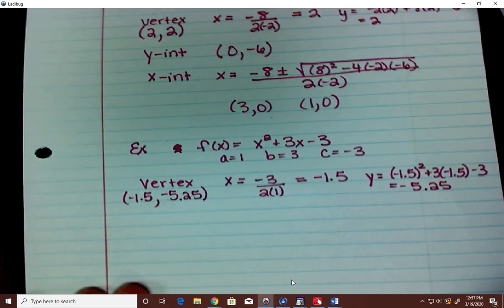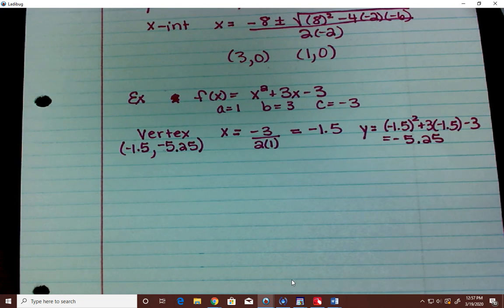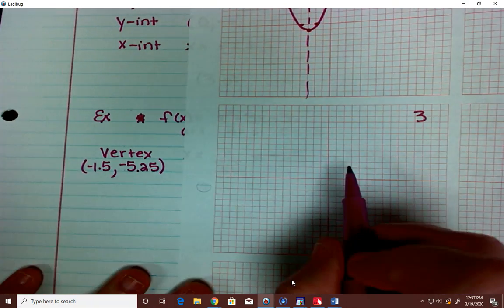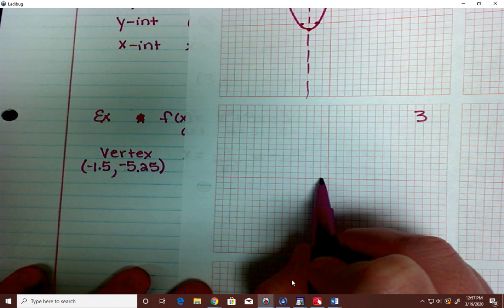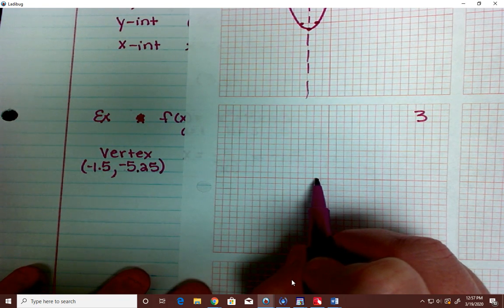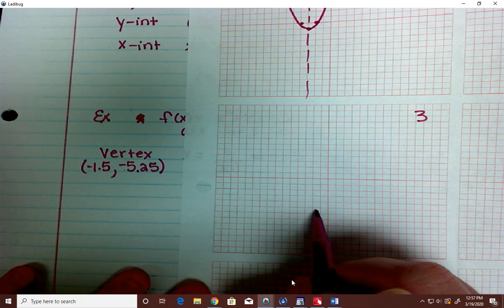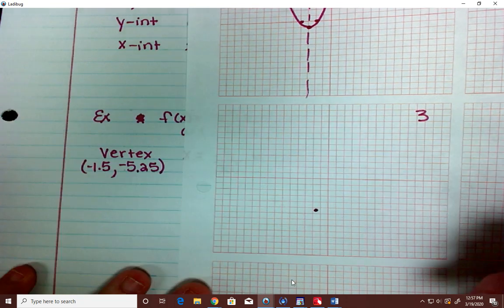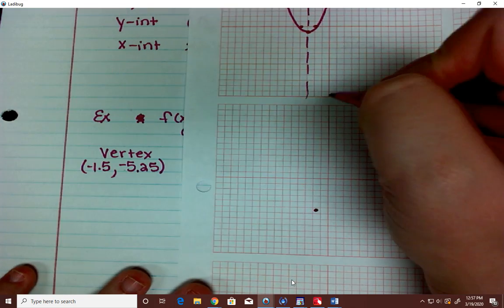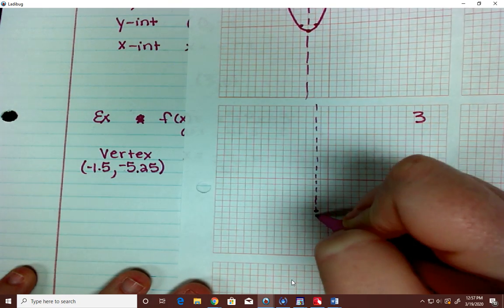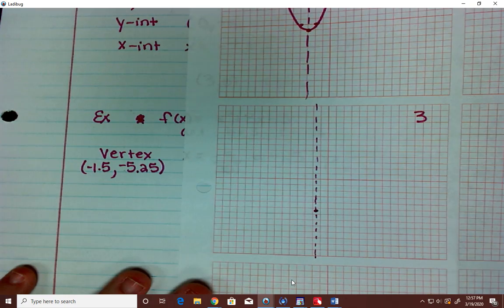All right, so how do we plot something like that? I'm going to look at this graph here for 3. So negative 1.5. So here's negative 1. 0.5 would be halfway in between. And then I'm going to go down 5. 1, 2, 3, 4, 5. And just a little bit past that. And so that would be my vertex. So I'll draw this dotted line here in the middle.